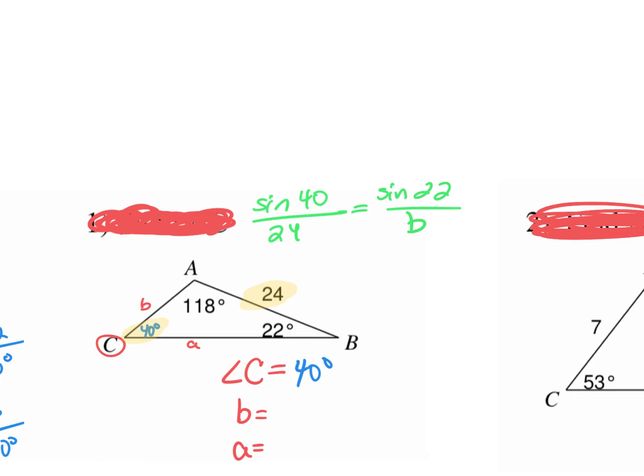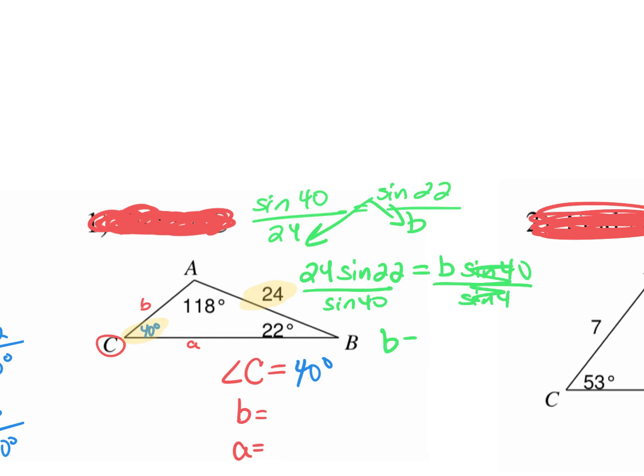Once you guys have this set up, you do the same thing every single time. I have a fraction equal to a fraction, so we do what? Cross multiply. I have 24 times the sine of 22. Don't do anything in your calculator till the very end. B times the sine of 40. I need to get B all by itself, correct? So divide both sides by the sine of 40.